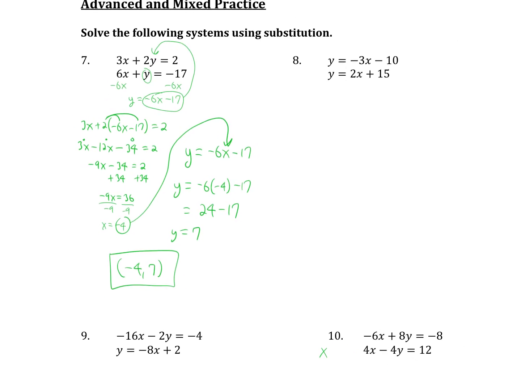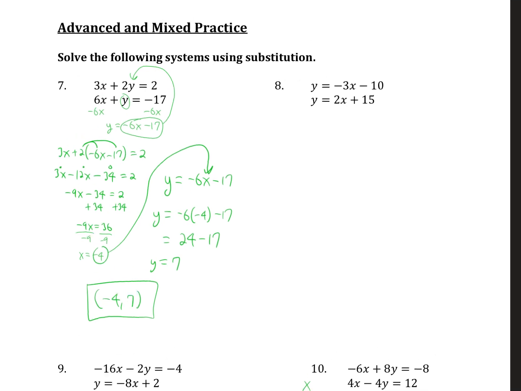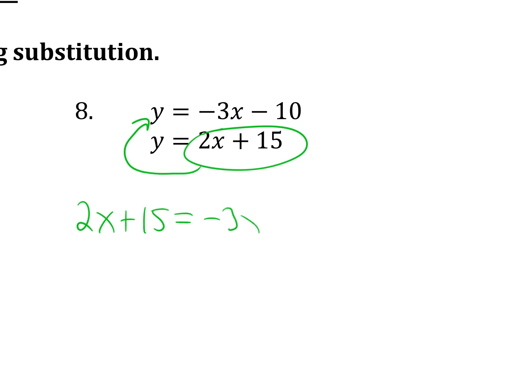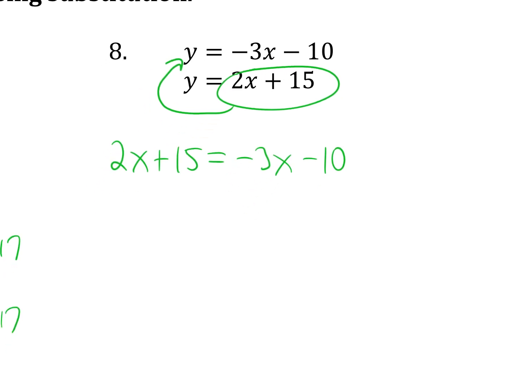All right, very cool. Why don't you guys try number 8 if you haven't already? It's similar to one we've done in the lesson here. All right, is x or y by itself in either of these equations? Actually, y is by itself in both. So I'm going to take this 2x plus 15, which is equal to y. I'm going to plug in for y in the other equation. I'm going to substitute. So we get 2x plus 15 equals negative 3x minus 10.